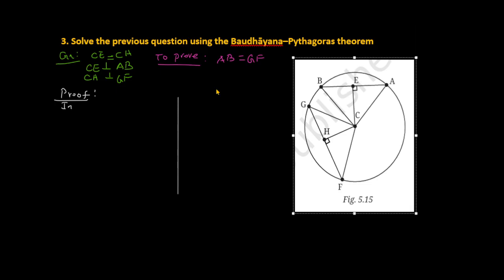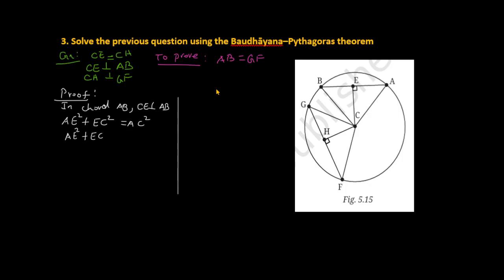In chord AB, CE is perpendicular to AB, which means applying Pythagoras, we get AE squared plus EC squared is equal to AC squared. So AE squared plus EC squared is equal to R squared. This is our first equation, equation number 1.